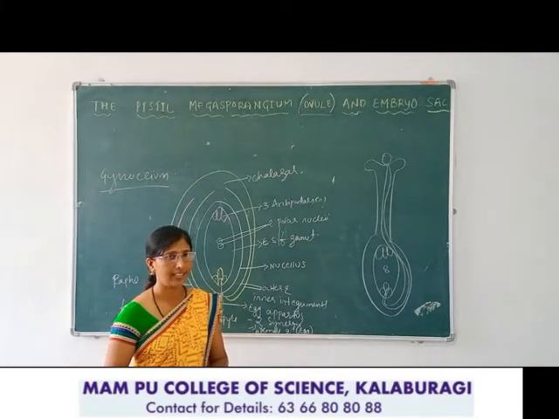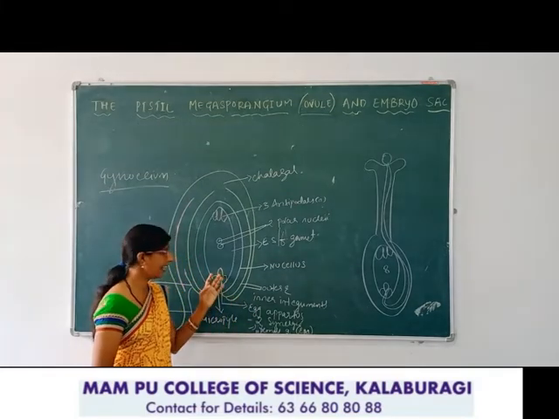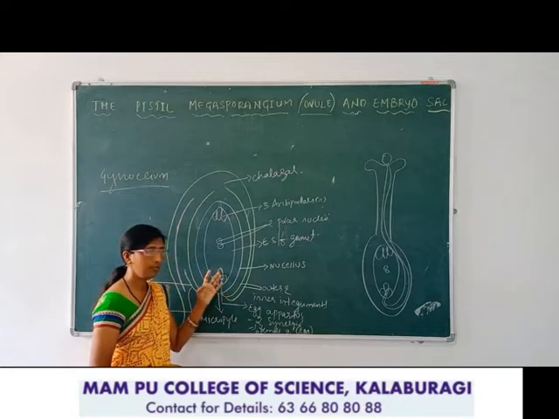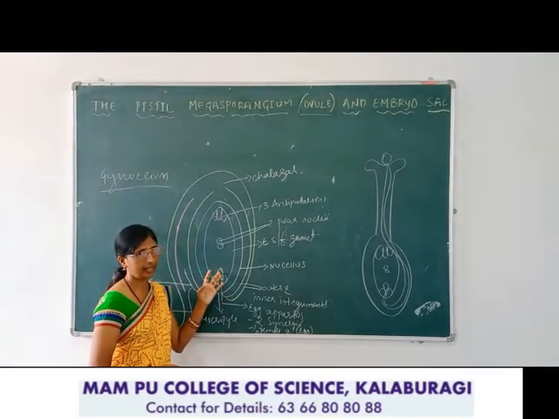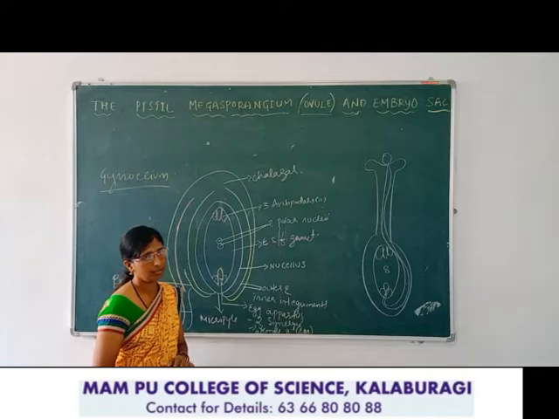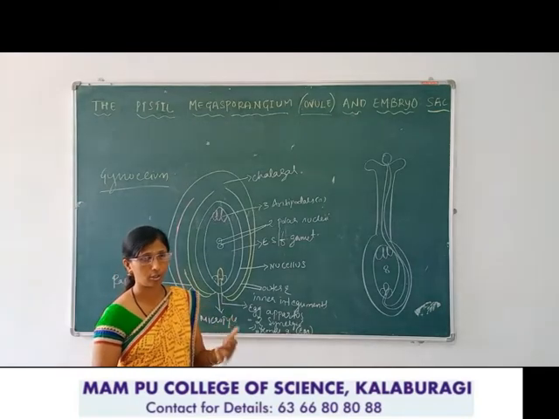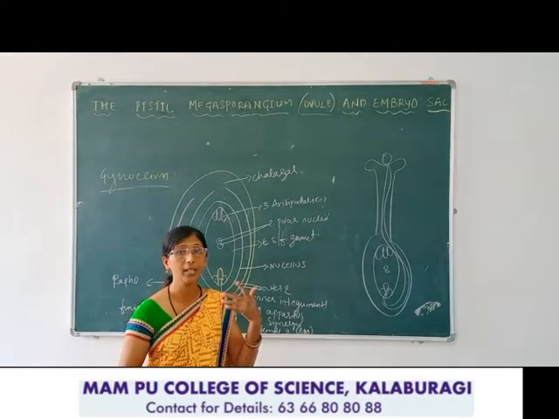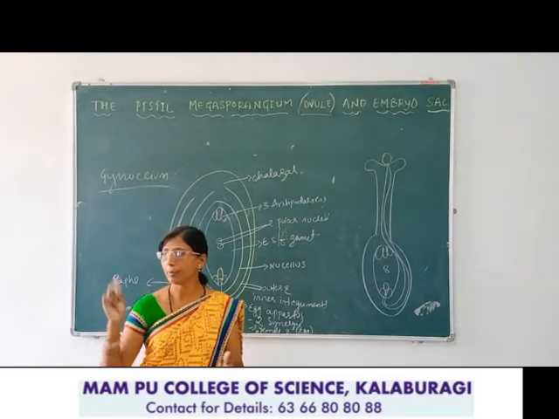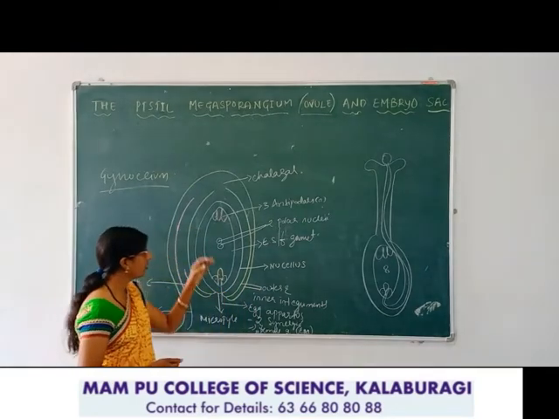for the fertilization. So all of you know that when one male sperm fuses with the egg, fertilization takes place. After fertilization, the zygote develops into the embryo, the embryo develops into the seed, and the seed develops into the plant. Okay.